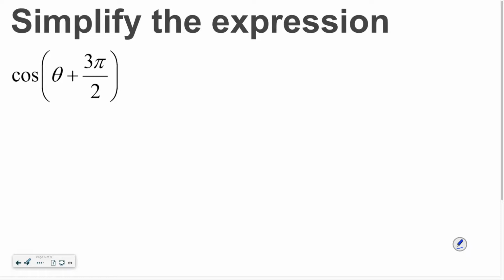Simplify the expression. I'm asking you to simplify this expression. It's cosine where there are two angles added together inside. Well, if there are two angles added together inside, then we have no choice but to use our sum formula. If we have two angles added inside of our cosine formula, then we can rewrite it as the cosine of the first times the cosine of the second angle.